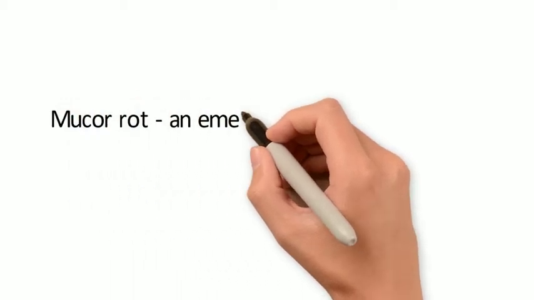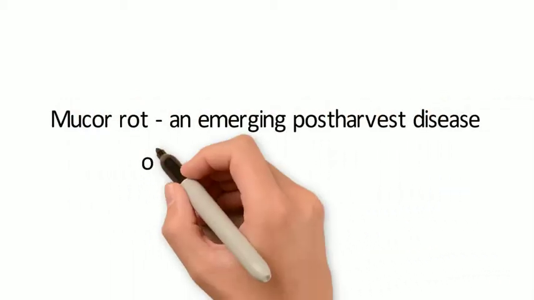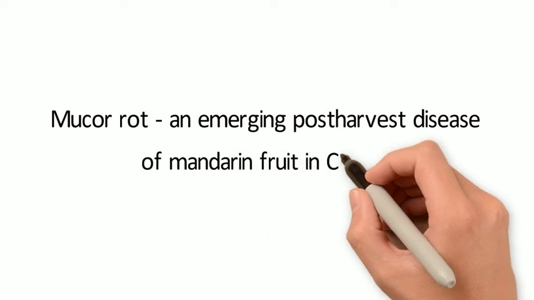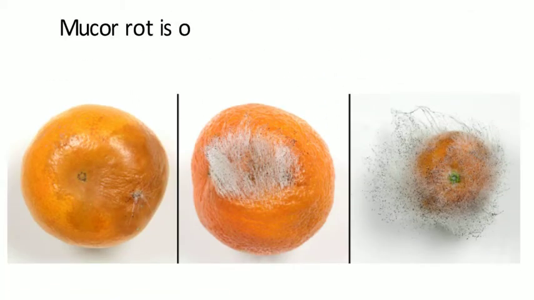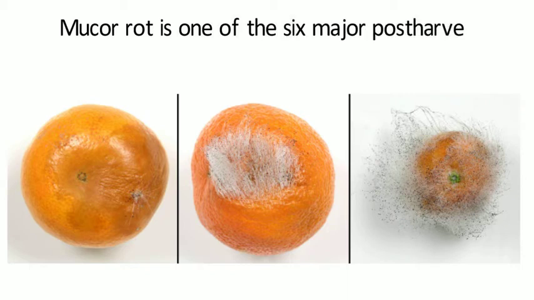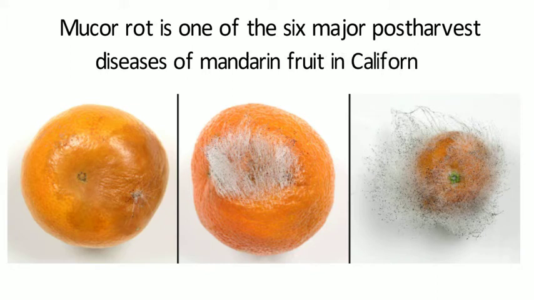Today I'm going to talk about Mucor rot, an emerging post-harvest disease of mandarin fruits in California. Previously, Mucor rot was found to be one of the 6 major post-harvest diseases of mandarin fruits in California. However, little is known about this disease and its causal pathogen on mandarin fruits.